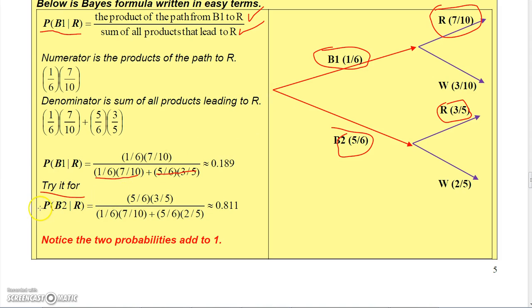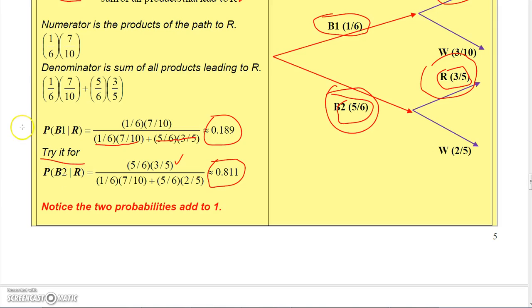Well, for box 2 given red, the top should be the path from box 2 to red. So that would be from here to here, right? So that would be 5/6 times 3/5. So there that is. And then all paths to red will be on the bottom. So the 1/6 times 7/10 and the 5/6 times 3/5 will be on the bottom, and then I'll add them together. Now, if you notice, this is the probability of box 1 given R. This is the probability of box 2 given R. Notice that if you add them together, you get 1, which they should, because they're actually complements of one another.